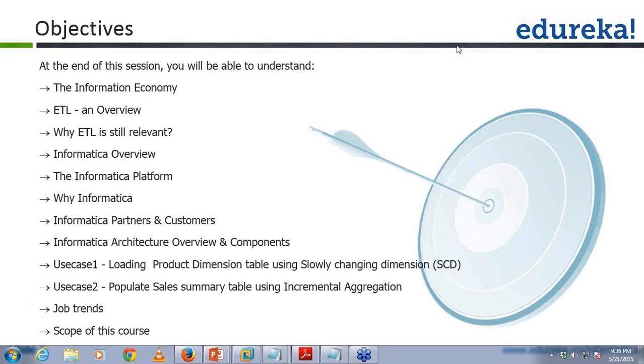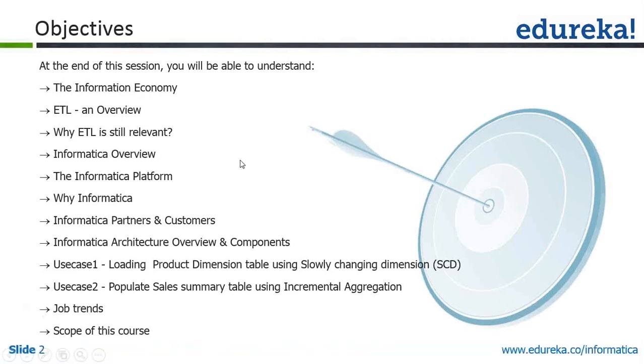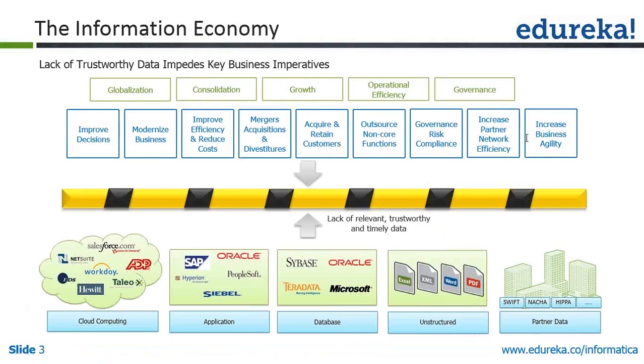Then I'll take you through two use cases. The first is loading a dimension table using slowly changing dimension, and use case 2 is populating a sales summary table using incremental aggregation. Before I go to the use cases, I'll discuss a bit about slowly changing dimension as well as incremental aggregation. Then we'll wrap up the course showing you the job trends and the scope of this particular course. So now, moving on to the next slide.